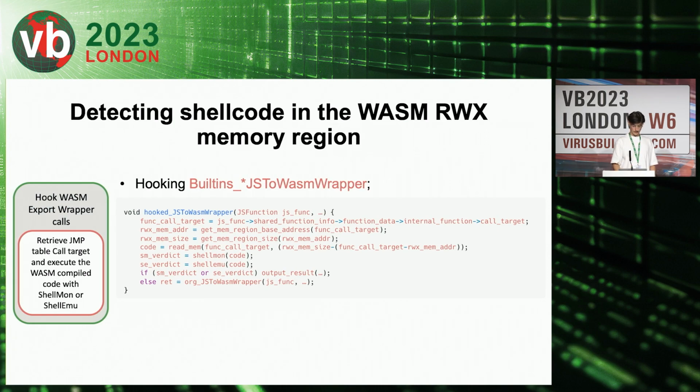Just for the logic of when the export wrapper is called. From there, we can retrieve the function called target, and from the function called target, the RWX memory address and size, and then we can retrieve the code and input that code to Shellmon and Shellemu.